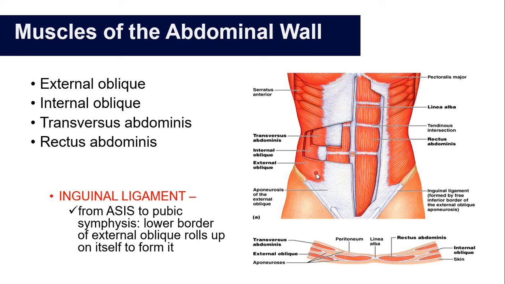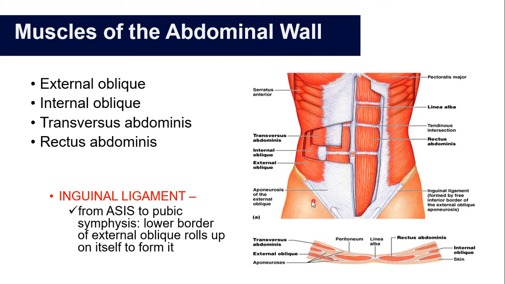Next is your internal oblique right here. And then next we have the transversus abdominis. Lastly, the one nearer to the midline is your rectus abdominis. So we have here one on the left and another here on the right. Take note that this rectus abdominis is the medial pair of muscles. As you can see, it's found medially compared to your external oblique, internal oblique, and transversus abdominis that are mostly found laterally. Your rectus abdominis is ensheathed by the aponeurosis of the lateral muscles, which don't come to the midline.